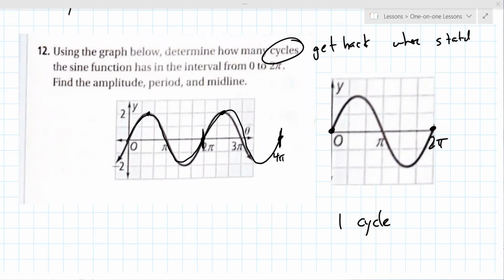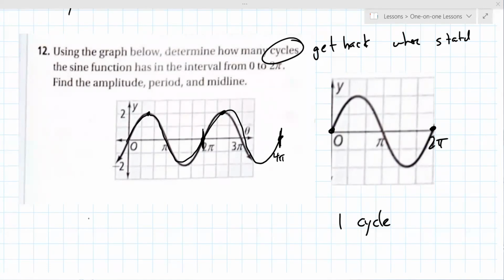Okay, so let's move on to 13. Find the amplitude and period of each function, then sketch one cycle of the graph. I guess you're gonna have to do this by hand. Oh wait, we didn't for number 12. We still have to find the amplitude. Oh, you're right. My apologies. Okay.